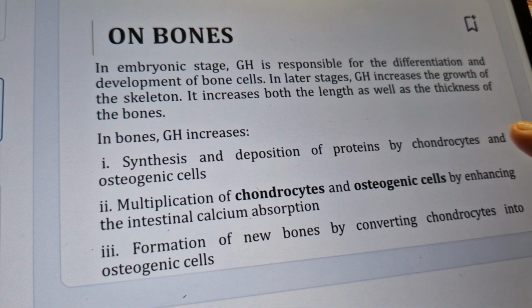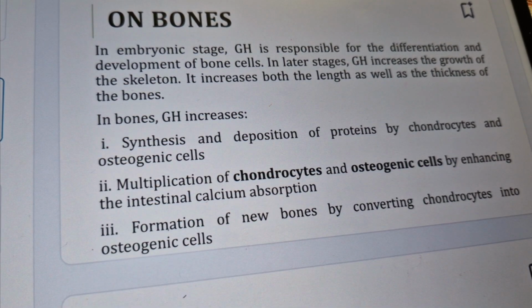On bones: during the embryonic stage, growth hormone is responsible for the differentiation and development of the bones. In later stages, growth hormone helps in the growth of the skeletal muscles. It increases growth in length and thickness of the bone. In bones, growth hormone promotes synthesis and deposition of proteins by chondrocytes and osteogenic cells. Chondrocytes are the cells of the cartilage, and osteogenic cells are the cells of the bone. They help in the synthesis and deposition of the proteins.